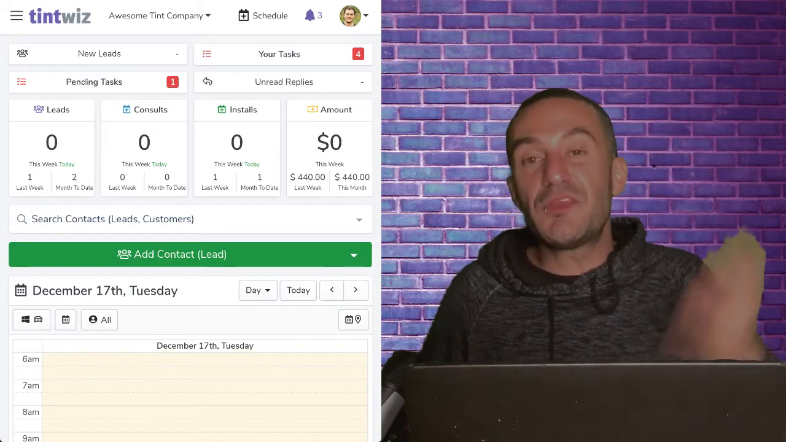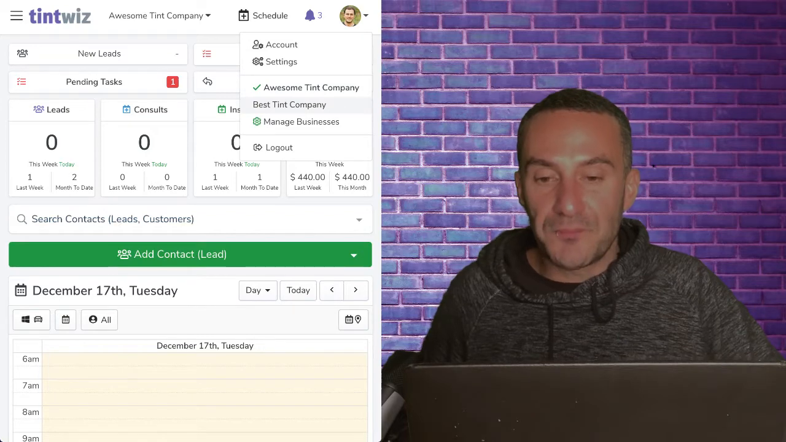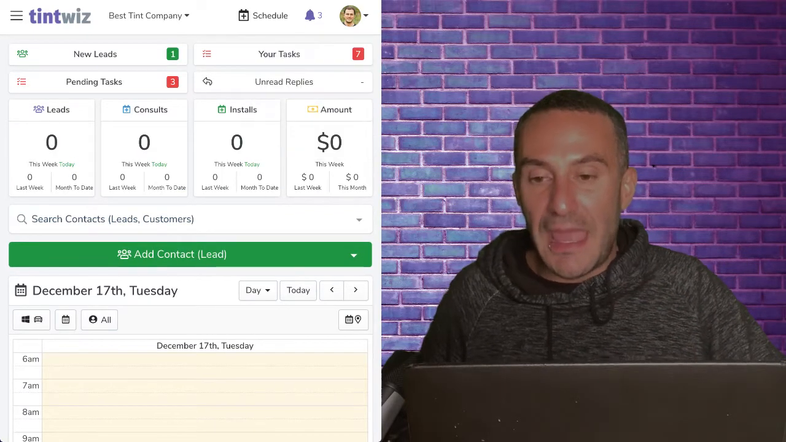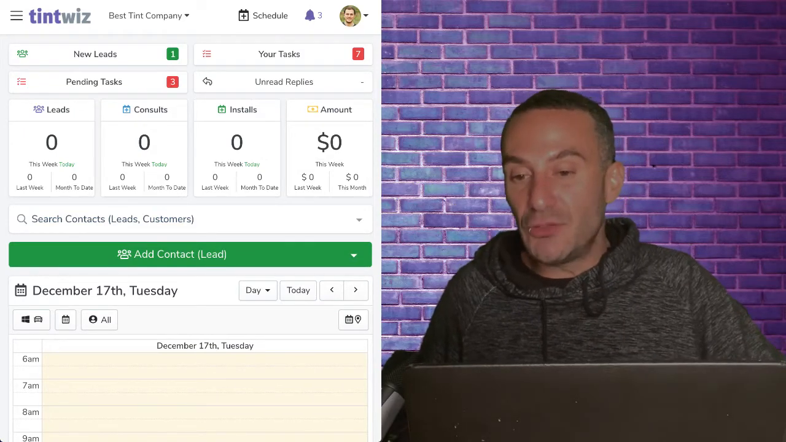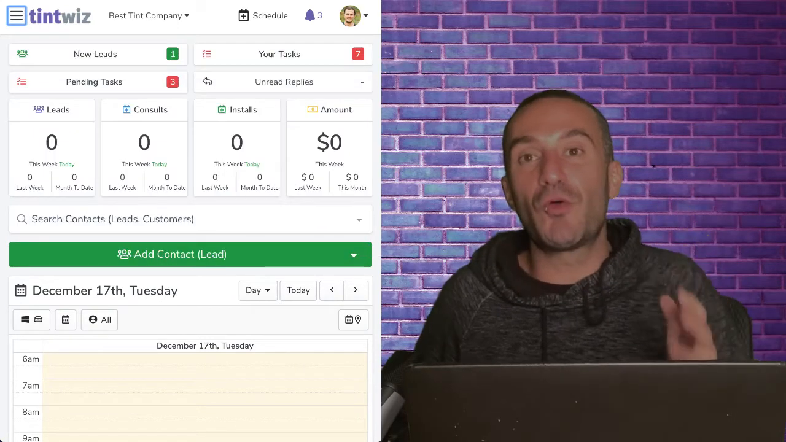So I'm logged in. This is the screen you're going to see for the most part when you log in, and you can see I can toggle between businesses. I have a couple businesses set up here. What you see here is an overview. You have a menu here on the left. This is going to show you your leads, your contacts, your projects, and all this stuff.